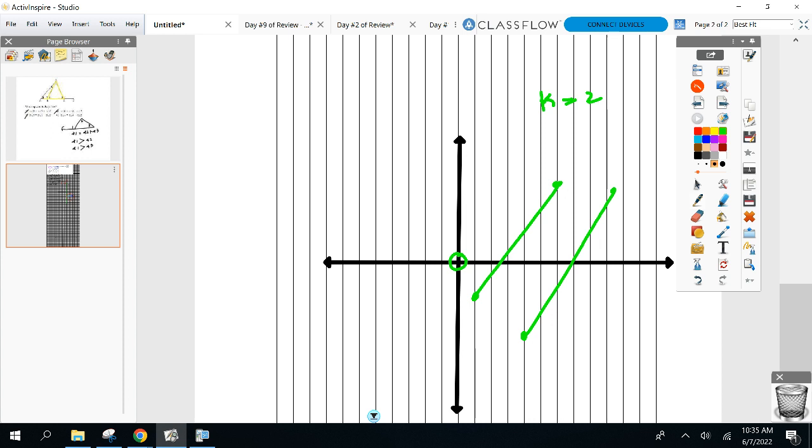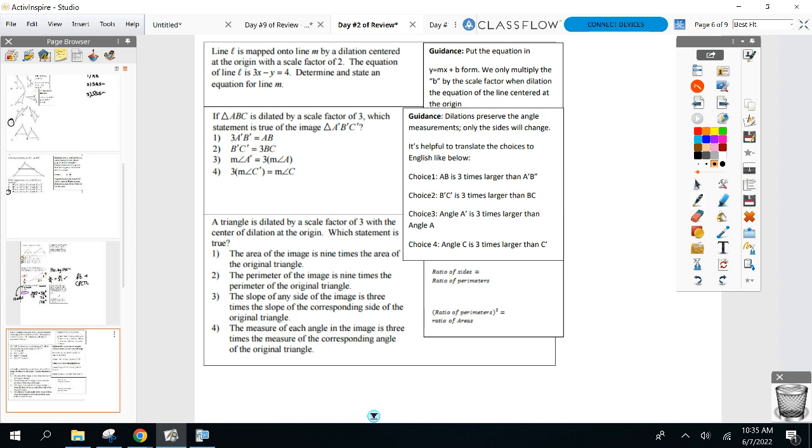Anybody remember, what do I know about the original and the dilated one? They are what to each other? Parallel. Yes, you dilate a line, they remain parallel to each other. All right, let's answer some of these now. So line L, 3x minus y equals 4. I'm going to dilate it by 2. Getting closer or further away from the origin? Further away, but it remains parallel.